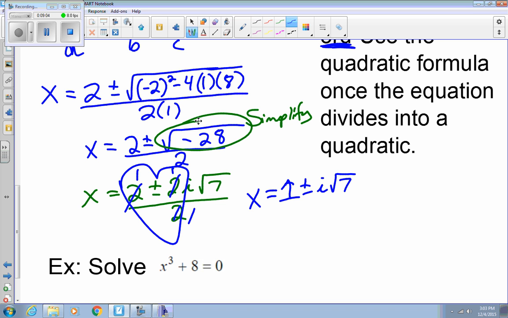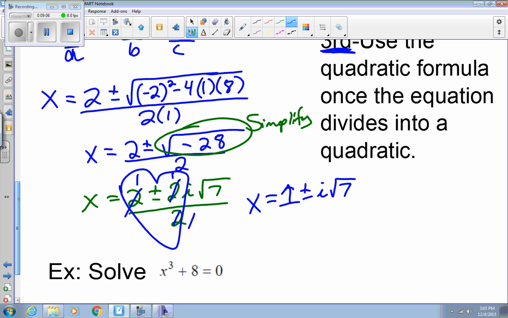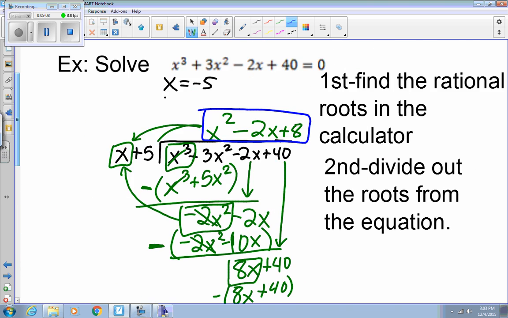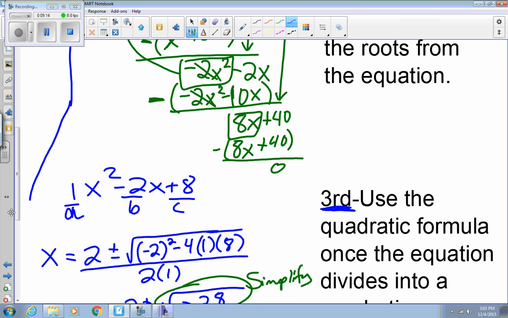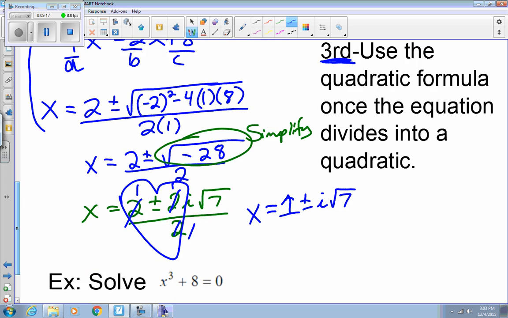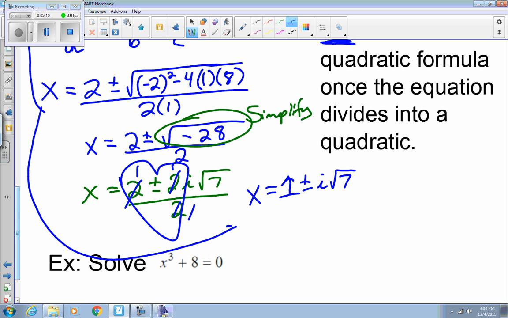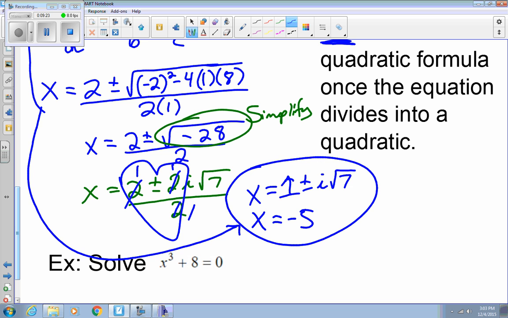So this is our answer, and don't forget, the very first answer we got, x equals negative 5, that is also a solution. So that's got to come down. So there are 3 solutions. We have 2 imaginary and 1 real.